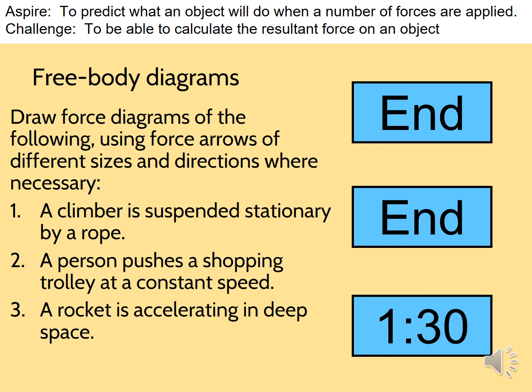Okay, and let's move on to our third free body diagram. Again, write the introduction down. A rocket is accelerating in deep space. So obviously I've chosen those words carefully. Let's see if you have an understanding of the forces that are involved. So we have then a rocket accelerating in deep space.